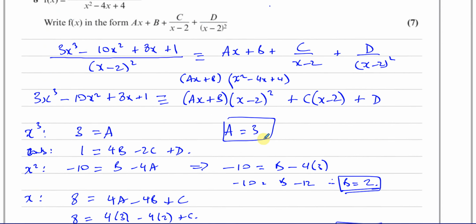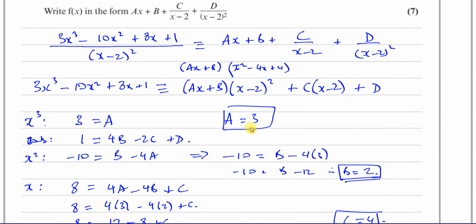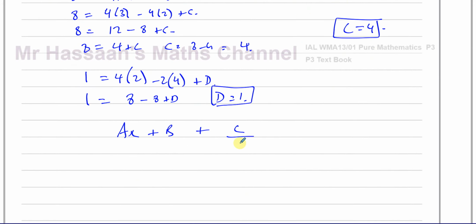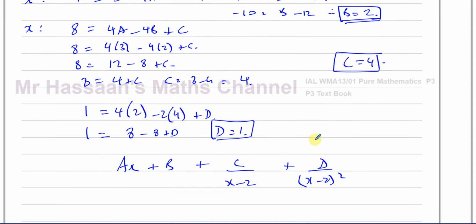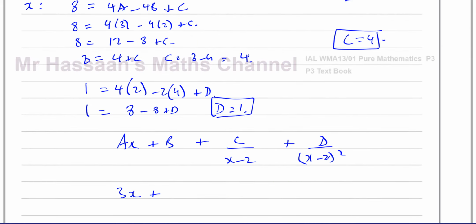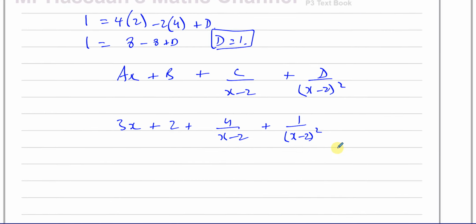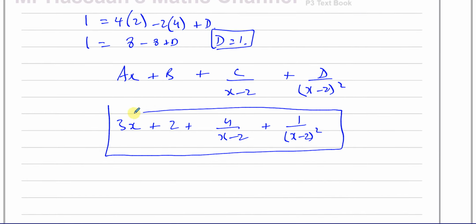We have Ax plus b plus c over x minus 2 plus d over x minus 2 squared. So we've got a as 3. So we have 3x plus, and b is equal to 2, plus c, which is 4 over x minus 2, plus 1 over x minus 2 all squared. And there we have our answer. We have now written this in the form that's required.